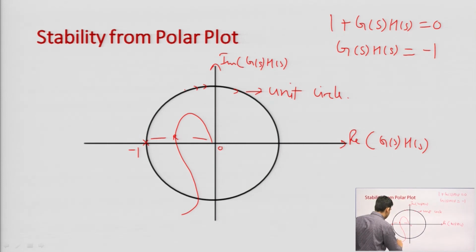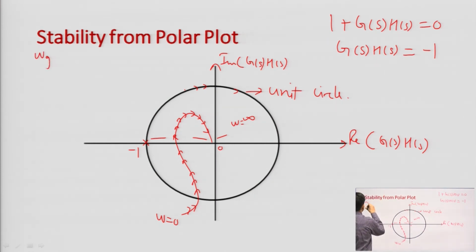We have seen already where my omega is equal to 0, starting from, you can say, -90 and terminating at -270. And here my omega is infinity. Now we would like to calculate omega GC and omega PC. How can we calculate omega PC?